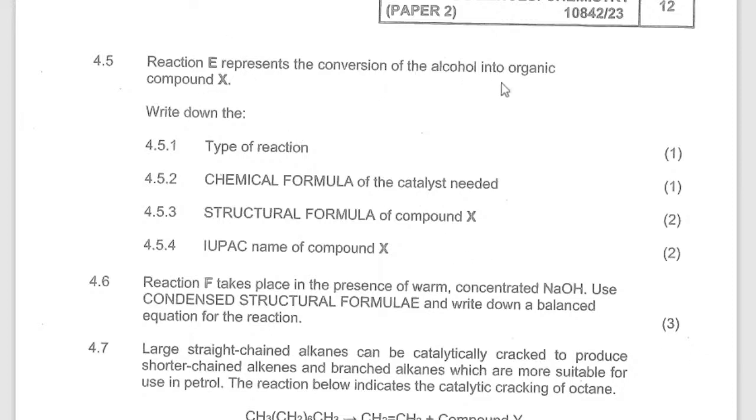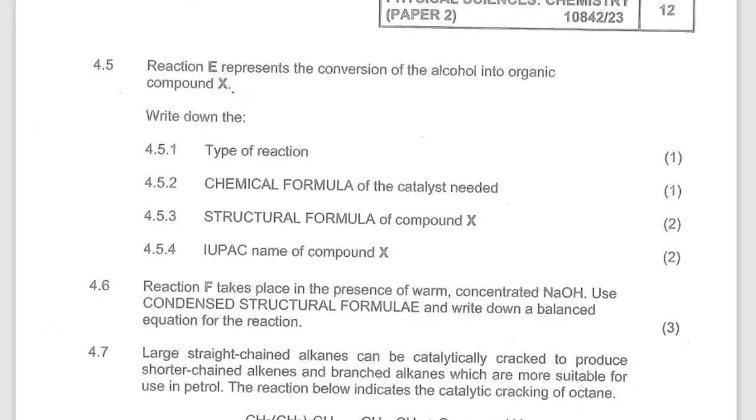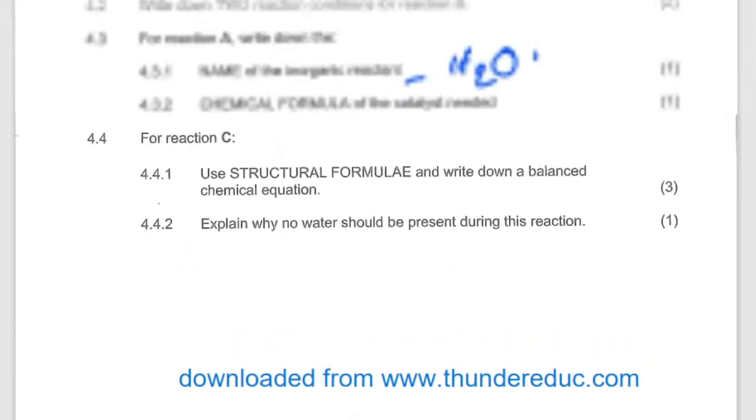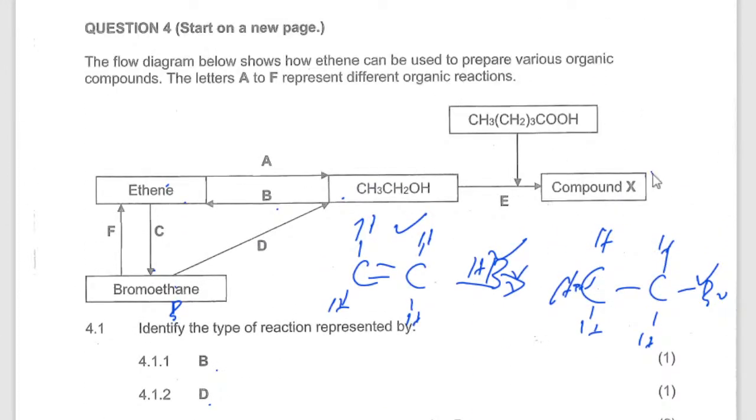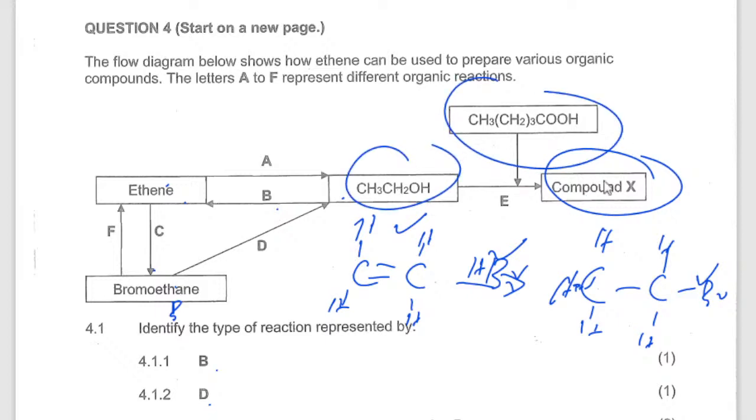Reaction E represents the conversion of alcohol into organic compound X. Okay? Reaction E. So it means that, because you have alcohol and you have a carboxylic acid, E becomes an ester. So how many carbons? 1, 2, 3. So it's 3 carbon atoms. Is it 3? No. It's 1 plus this, so it's 4, 5. So there are 5 carbon atoms. And then here is 1, 2, so it's going to be ethyl pentanoate, because 5 is pentanoate.